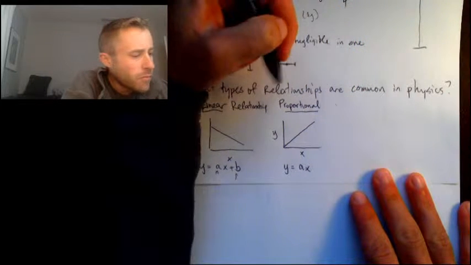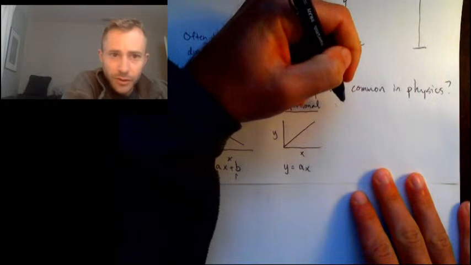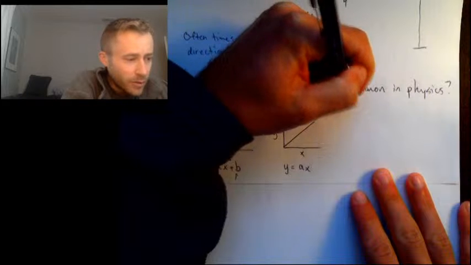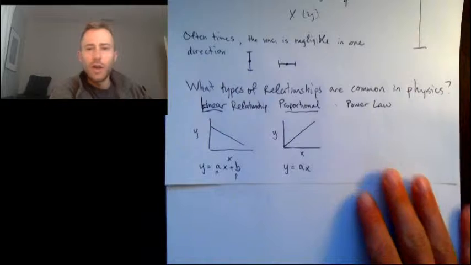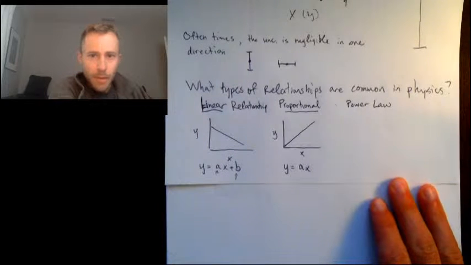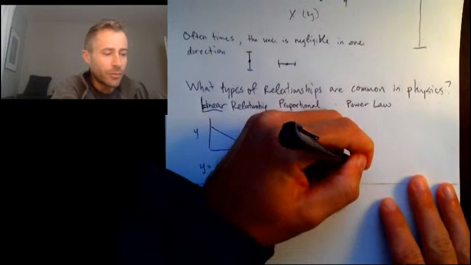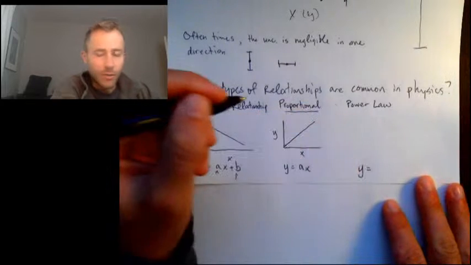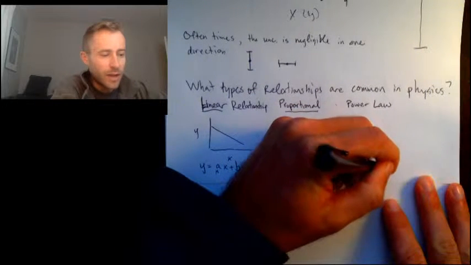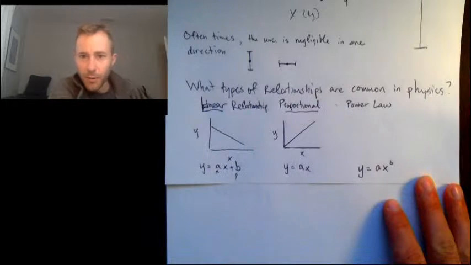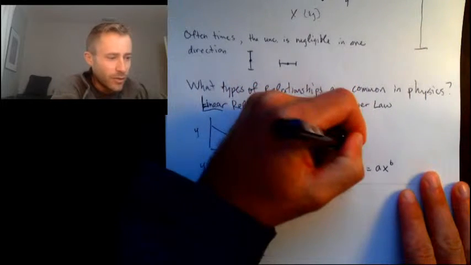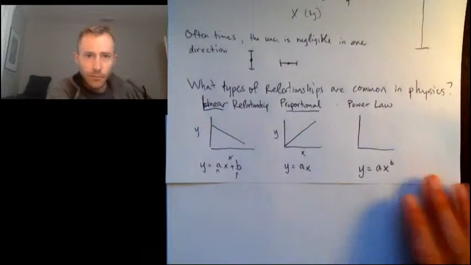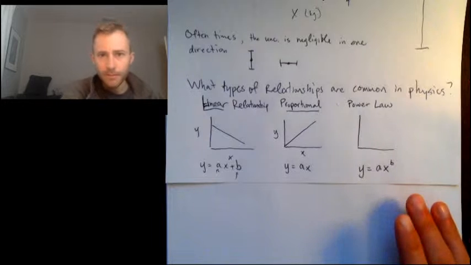Now, another type of relationship that is very common is called a power law. A power law is one that has a model equation of the form y equals a times x to the b power. So what does this look like? How do you identify it?